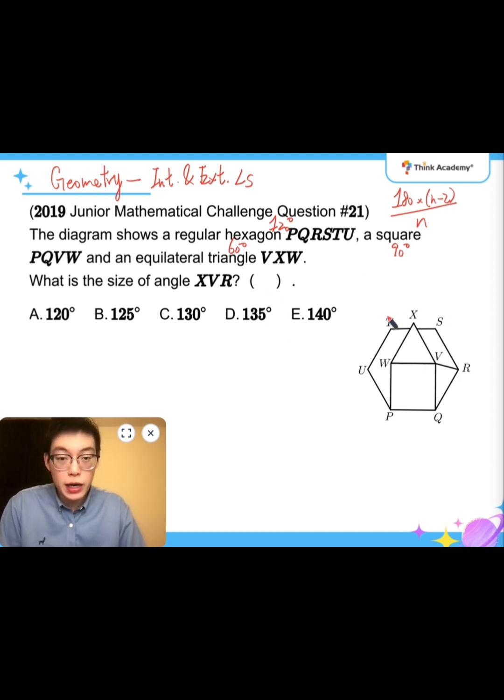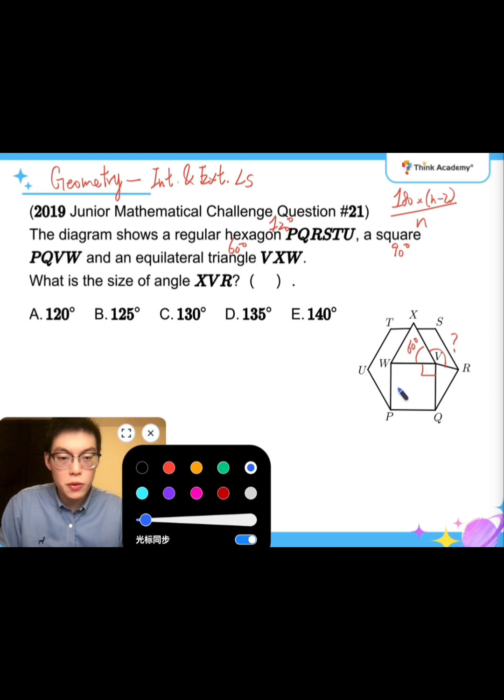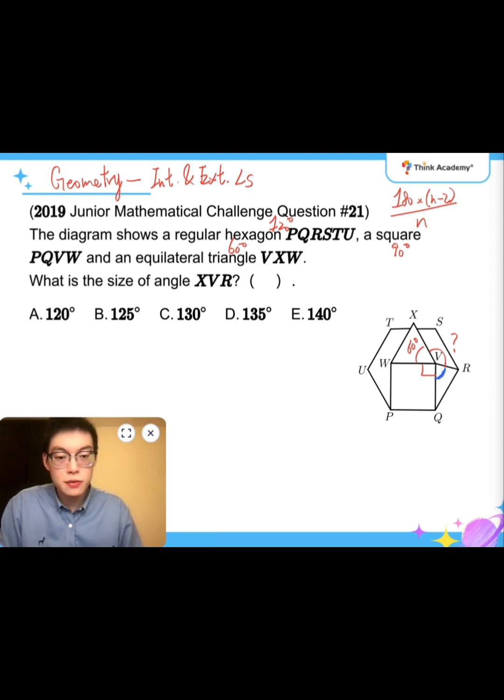And we're trying to find the angle XVR there. So this is the angle that we're looking for. Now we know that this angle is 60 degrees, being an interior angle of an equilateral triangle. And this is a right angle, being the interior angle of a square. So if I want to find the angle XVR, there's only one angle that I actually need to calculate, which is the angle QVR. And how do I find angle QVR?